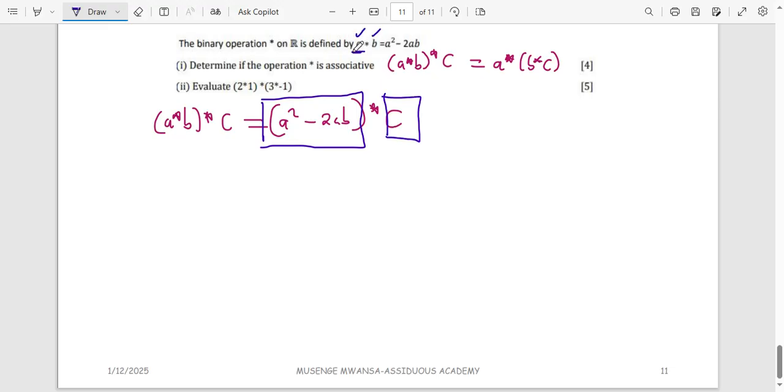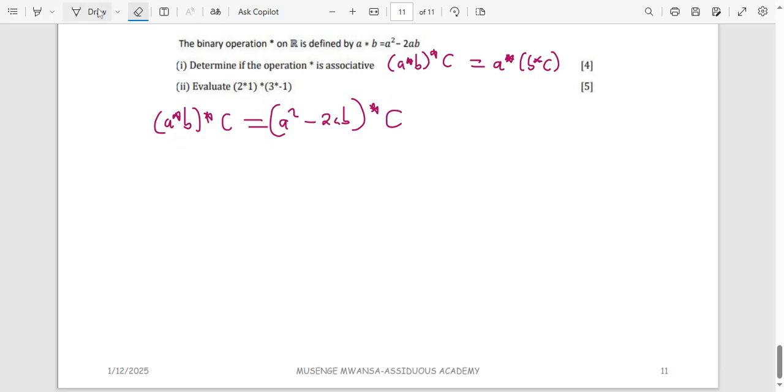So if you have got the first term star the second term, what you do is you get the first term, which is the a, you square it, and then you get minus 2, you multiply the first term and the second term. That's the meaning of that operation. Please, it's just some English there.